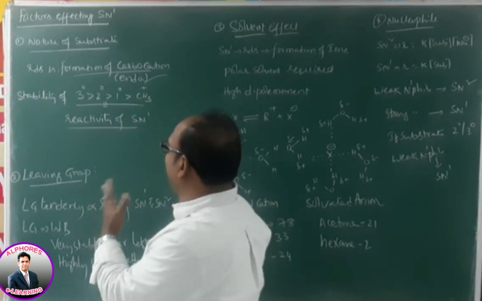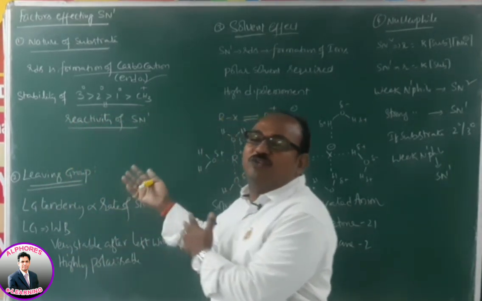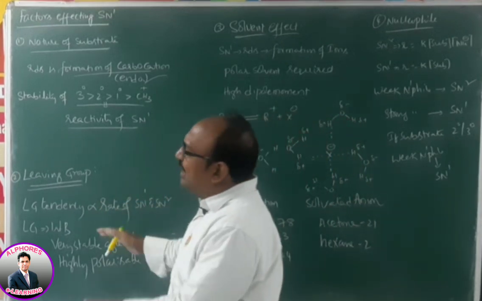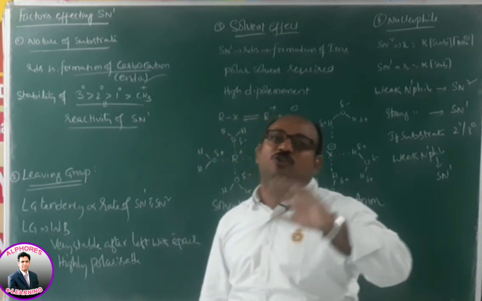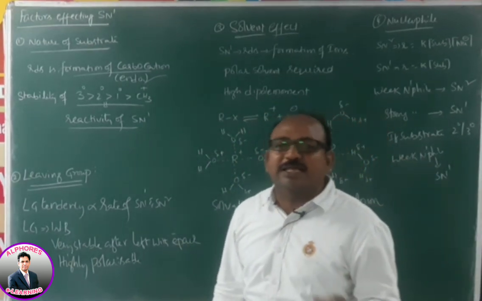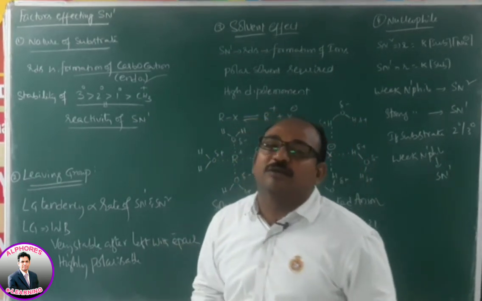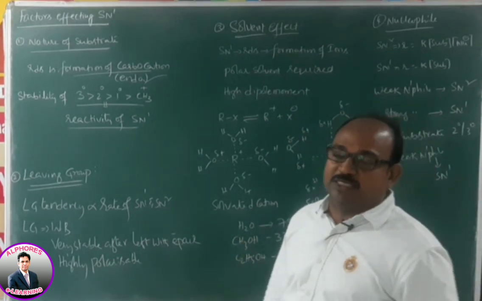Now let's come to the leaving group. So what is meant by the leaving group? The group which leaves away and ultimately produces the carbocation. Whether it is SN1 or SN2, the leaving group must be a good leaving group. It has more tendency to leave. So how do we know which one is a good leaving group and which one has more leaving tendency?